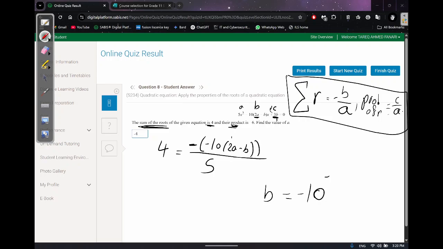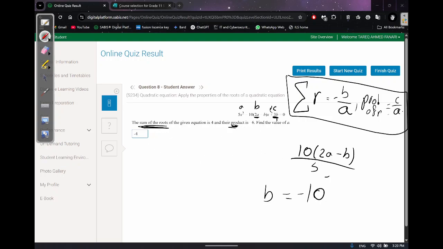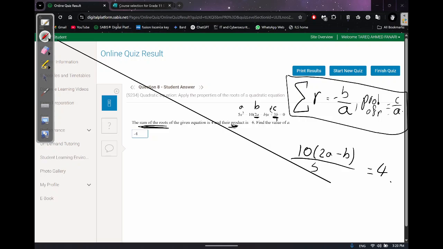This is very annoying. I should actually put these in square brackets. Now just the negative goes with this negative, so this is actually going to be positive 10 into 2A minus B all over 5. So I'm going to replace this with that to give me 4. If you're following along so far, good job. And why did it draw that? Whatever, this is technical difficulties, mashallah.